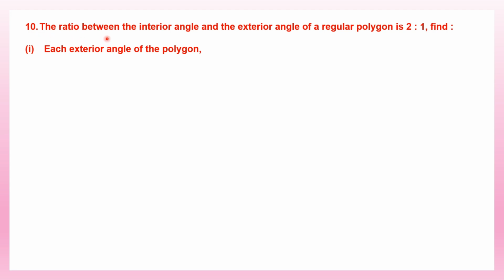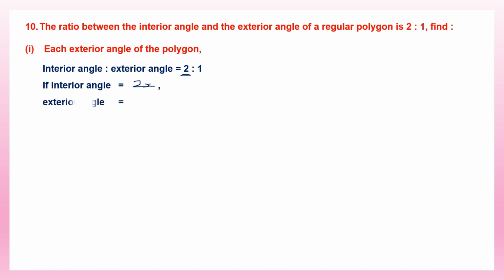Question 10. The ratio between the interior angle and the exterior angle of a regular polygon is given to us. We have to find each exterior angle of the polygon. So interior angle is to exterior angle is given as 2:1. This is a given ratio. So if we take the interior angle to be 2x based on the ratio, the first one, then we can say that the exterior angle is 1x or simply x. So we have taken interior angle first as 2x and the exterior angle as x.